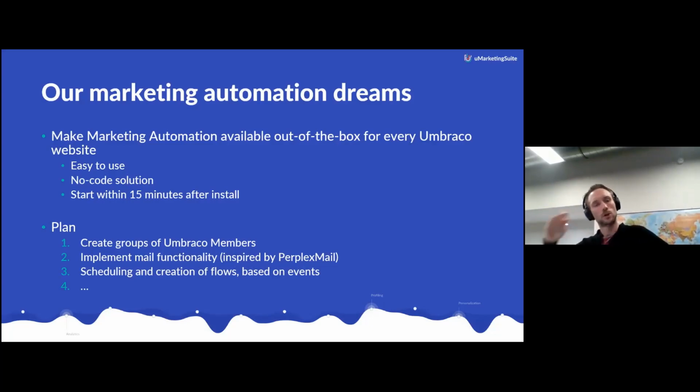Our plan is first to create groups of Umbraco members, again by segmentizing the members, and implement mail functionality. We already have an open source package out there called Perplex Mail. We're going to use some inspiration from that. Then we're going to create scheduling and creation of flows based on events, because that is what marketing automation in the end is.